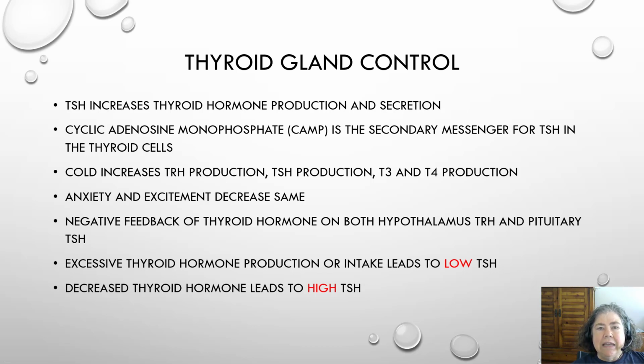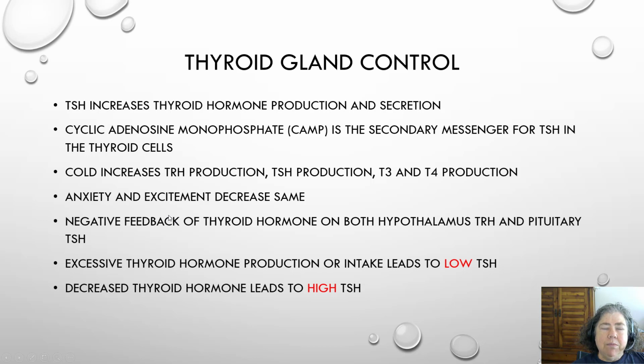There are some things that environmentally change TSH production. So when we are cold, we make more TRH, thyrotropin releasing hormone, I think, which stimulates TSH production, thyroid stimulating hormone, which stimulates T3 and T4 production, which increases metabolic activity to make more heat. Anxiety and excitement both decrease TRH and TSH and T3 and T4 production.